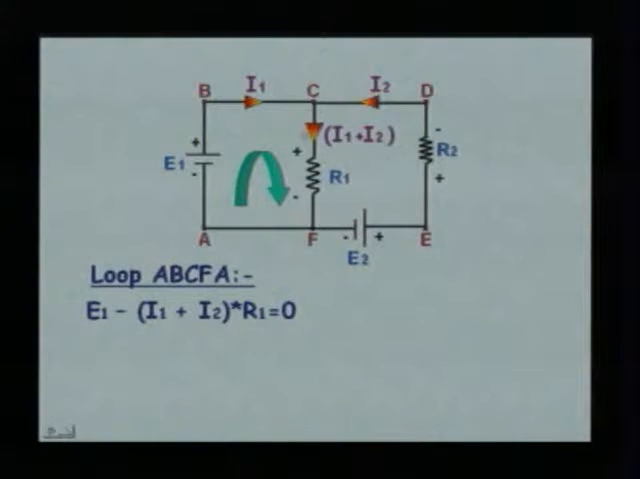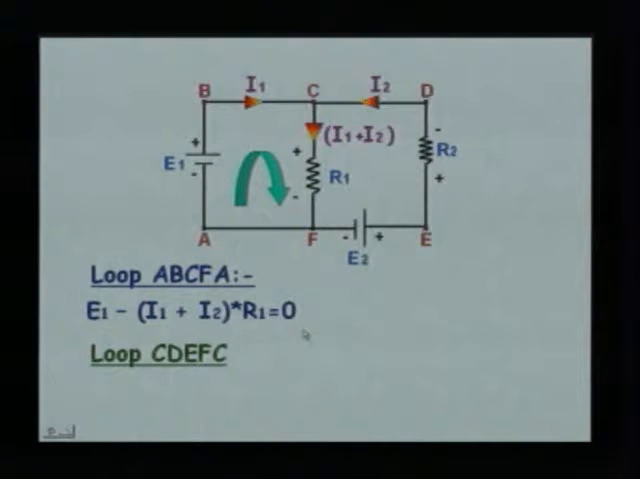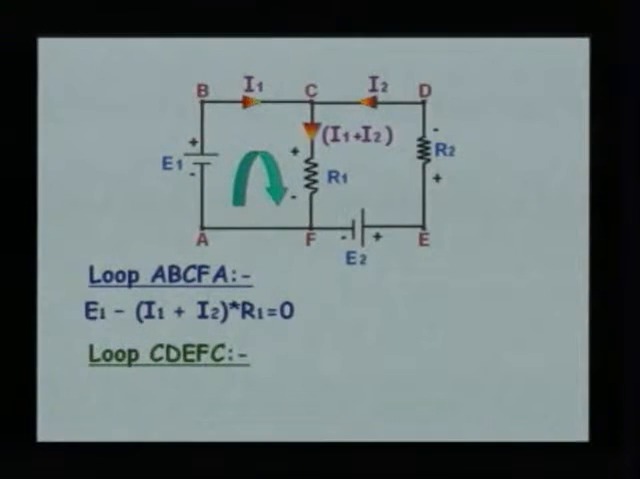Coming from C to F, we have got R1, the current being I1 plus I2. If you observe, we are moving from positive to negative terminal, that is, there is a fall in potential. So, we have to take a negative sign. So, we have got minus (I1 plus I2) into R1, whereas in FA we have got no component. So, this is equated to 0. Similarly, we shall write down the next loop equation.